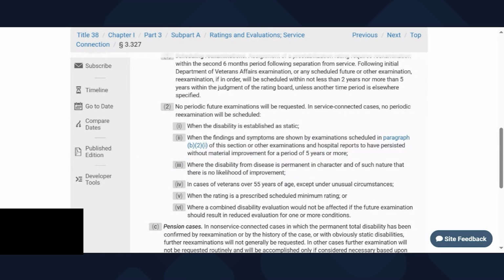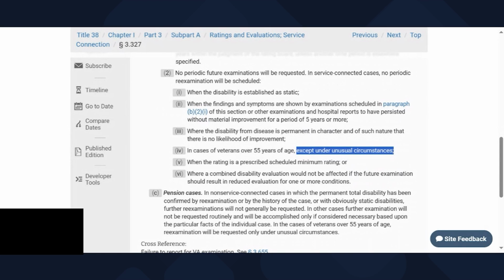All right. Where the disability from disease is permanent in character. So there we go. Basically saying that condition is deemed static in itself. And then I always get the 55-year rule. Here we go. If you are 55 years old, can the VA take away your rating? It's a little wishy-washy there, but the answer is no, all right? In cases of veterans over 55 years of age, you will not be re-examined except under unusual circumstances. And this is really referring to like cancers and things that generally, I'm going to say heal, with air quotes. You can't see me right now, but go into remission, right?